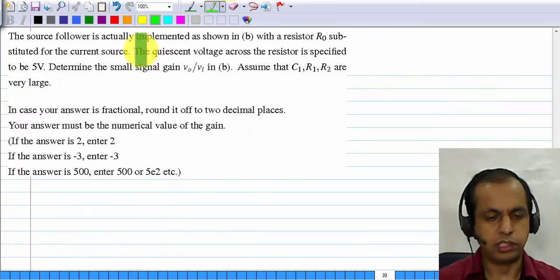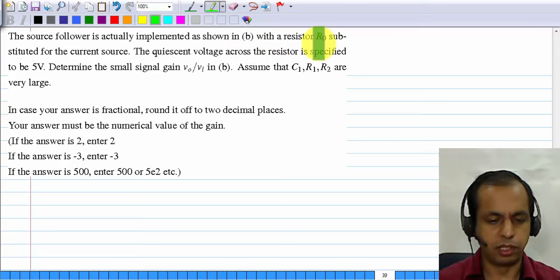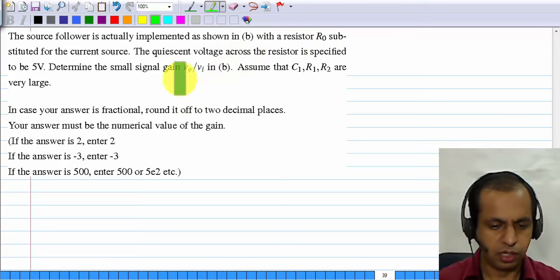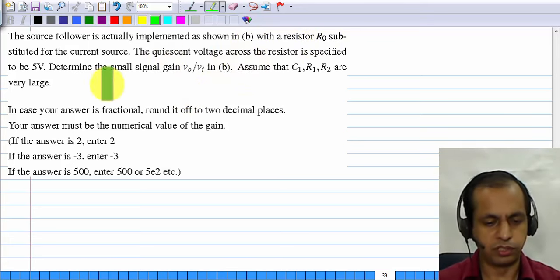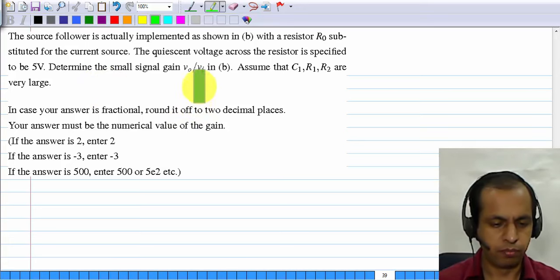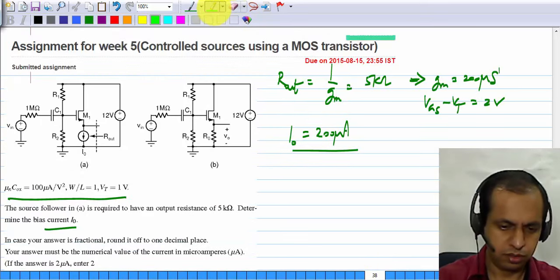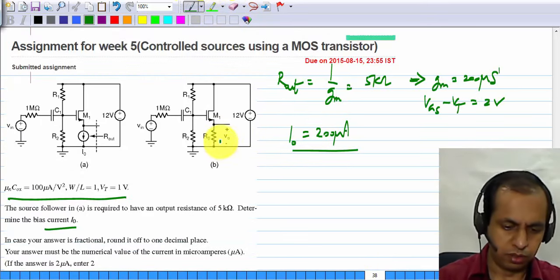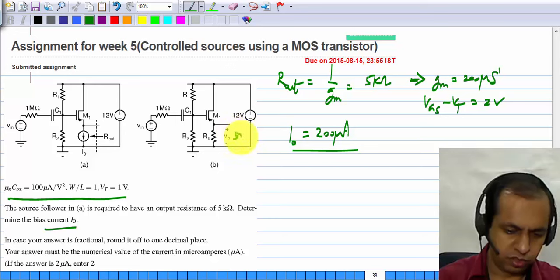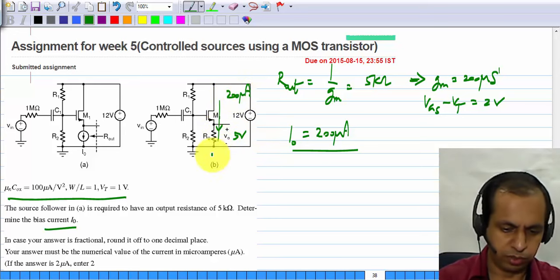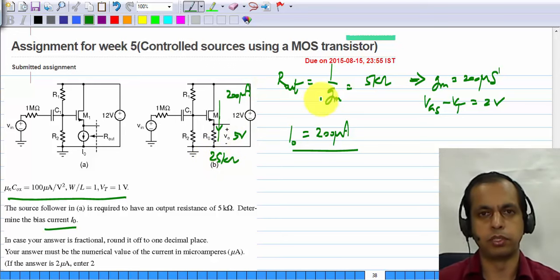Now it says that it's actually implemented with a resistor in place of the current source, and the quiescent voltage across the resistor is 5 volts. Then you have to determine the gain. Now across this we have 5 volts, and through this we have 200 microamperes, so R0 is 25 kilo ohms, 5 volts divided by 200 microamperes.